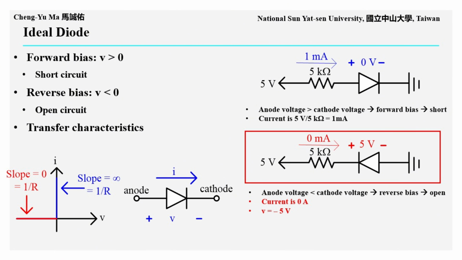Since no current flows through the resistor, there is no voltage drop across the resistor. The cathode voltage of the diode is 5 volts, and the anode voltage is 0 volts. With V defined from anode to cathode, the diode voltage is negative 5 volts.